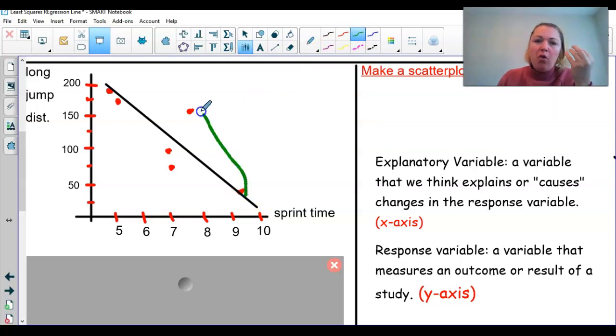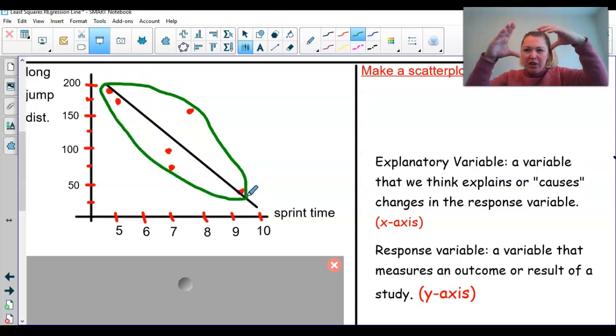If we would draw an oval around these points, the thinner that oval gets, the closer to a perfect straight line it is. The thicker that oval gets, the closer to not a line it is, and the relationship would be very weak then, because your strength is how close it follows to the form.